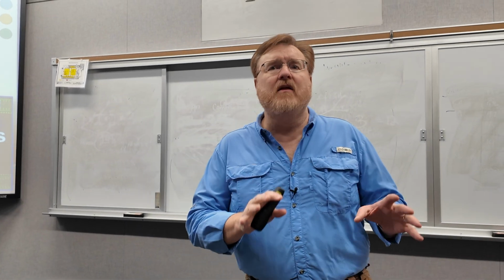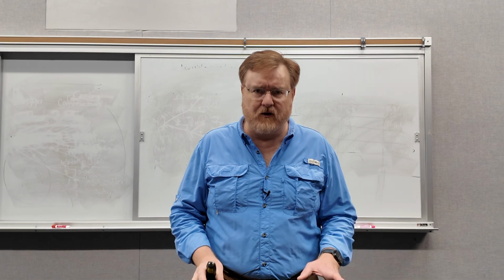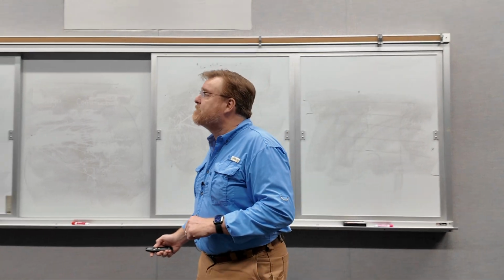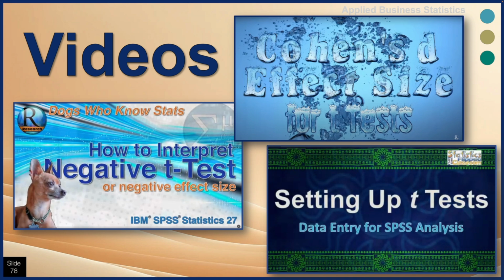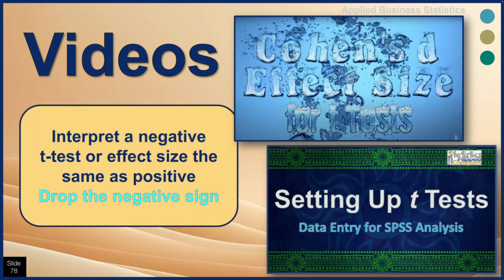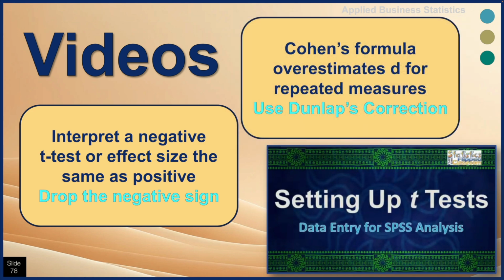There are a few other videos that I would encourage you to look at. One would be how to interpret a negative t-test. If you haven't seen this one already, the takeaway is if your t-test is negative or your effect size is negative, the magnitude is the same as if it was positive. Typically what I do is just drop the negative sign. A second video is called Cohen's d Effect Size for t-test. It's where I go into an explanation of what I've just told you about repeated measures and why we need to use that correction. And the third video is called Setting Up T-Tests.